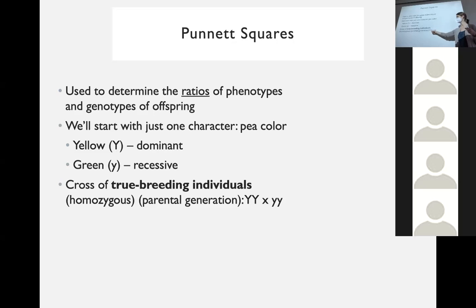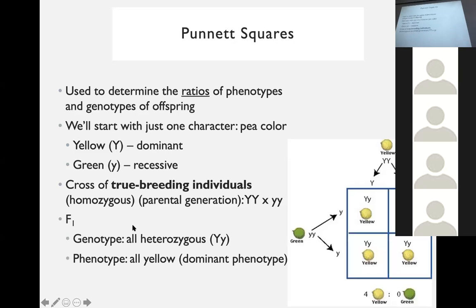So we have a big Y, big Y. That's going to be one parent. And then we're going to cross that with an individual that has two little y alleles. So this is the parental generation: big Y, big Y by little y, little y. Okay. Now, the F1 generation is what we're looking at, right? We're crossing these true breeding individuals, these parents, with each other.